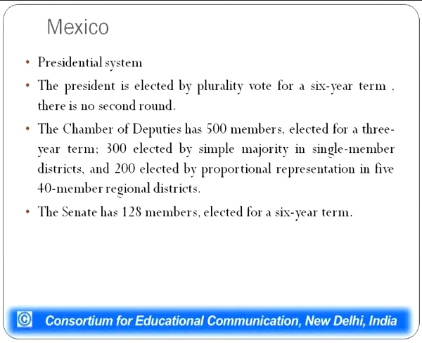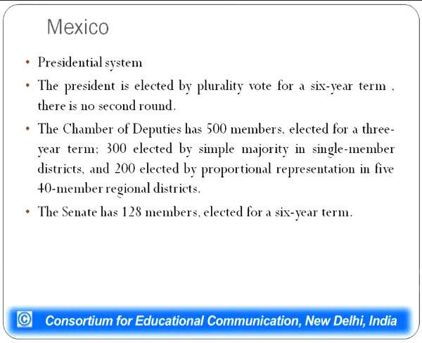Now, if we look at the Mexican system, we can clearly call it a presidential system. The president is elected by plurality vote for a 6-year term. There is no second round, unlike the United States. The Chamber of Deputies is a big house, has 500 members, elected by proportional representation in regional districts. The Senate has 128 members, with a 6-year term. The Chamber of Deputies members have a 3-year term. So the term is doubled.